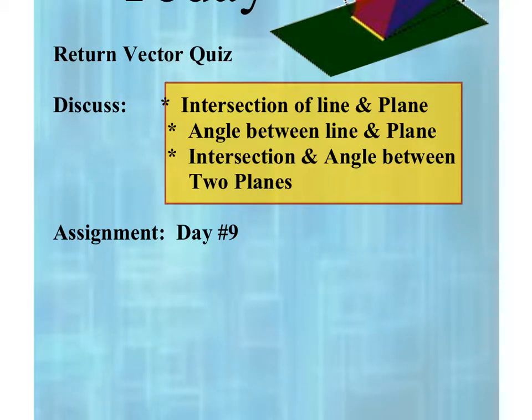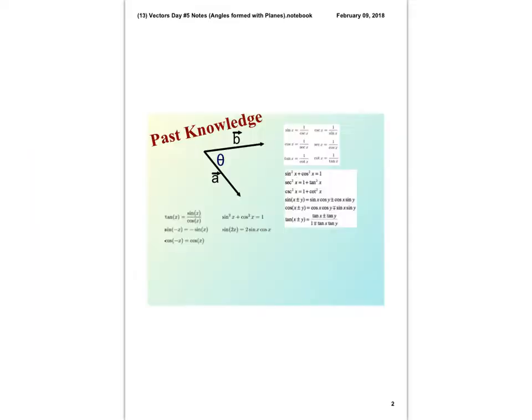Hello everyone, this will be Vectors 2, day number... shouldn't be a 9. The way I've got it set up, it should be day number, I believe, 5. Day number 5: intersection of a line and plane, angle between that line and plane, intersection and angle between two planes. So let's get started.